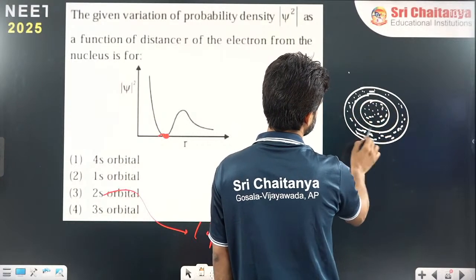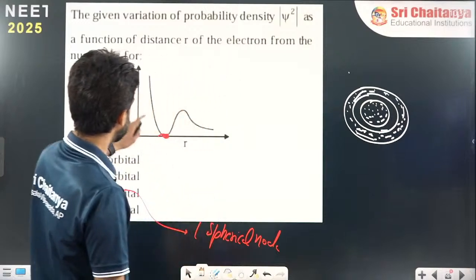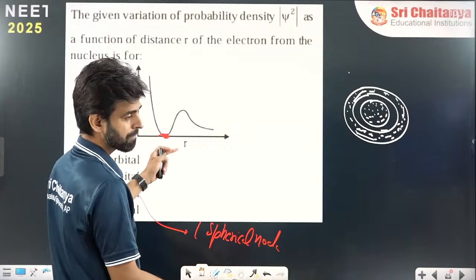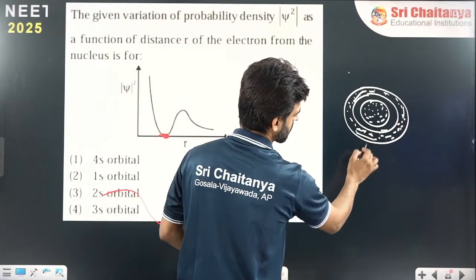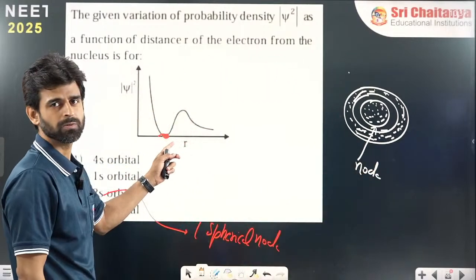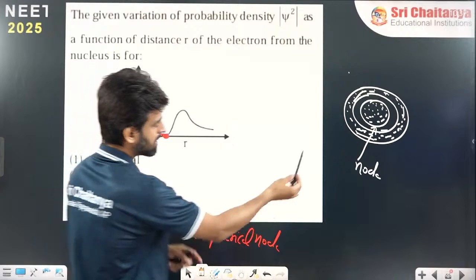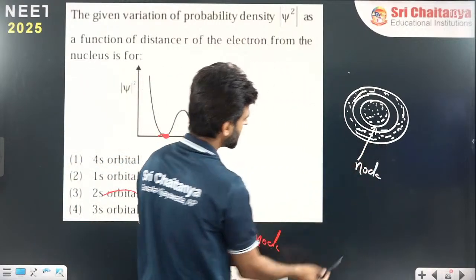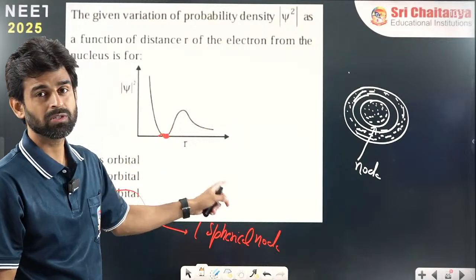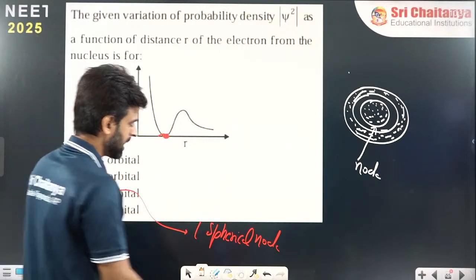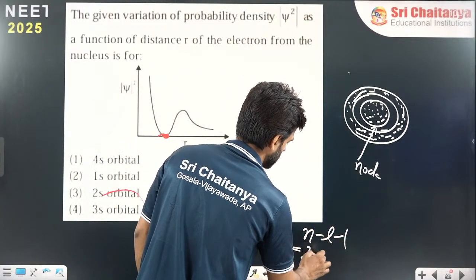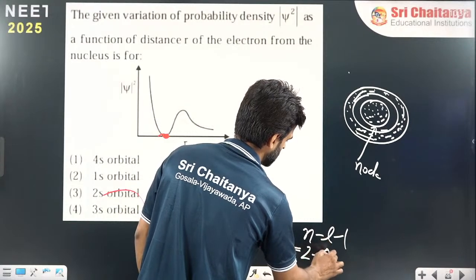If we explain this graph, you see carefully, electrons are high in the center. As you go away, electrons become less. The node comes, this is the node. When the node comes, electrons become almost 0. When you go further away, they start increasing and finally decrease, right? So it is showing one node. Where is one node present? In 2s. How can I say? Because the formula is n minus l minus 1. What is the n value? 2, minus l value, how much? 0, minus 1. So 1.